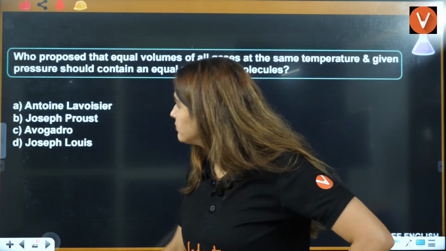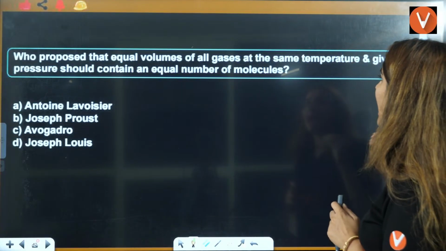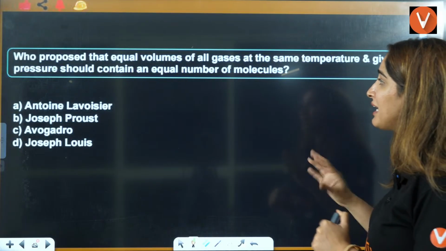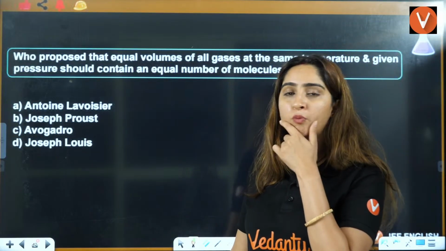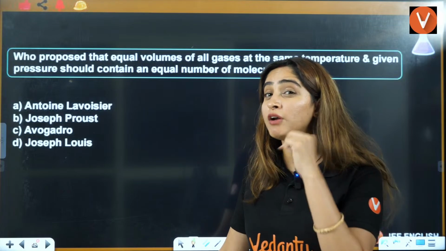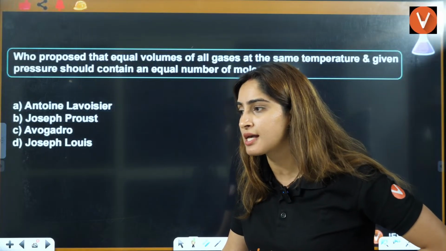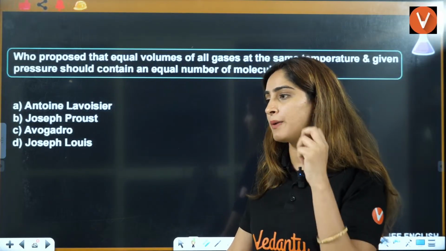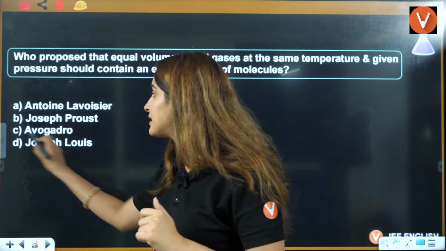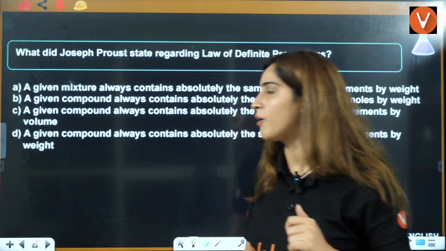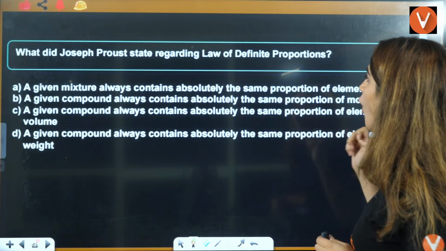Right? Now, next is, who proposed that equal volumes of all gases at the same temperature and given pressure should contain equal number of molecules? Now, equal number of molecules is proposed by which of the following? Equal volume will contain equal number of molecules. If the volume is doubled, molecules will be doubled. The scientist whose law we studied. Very good. The answer is C, that is Avogadro's law, right?